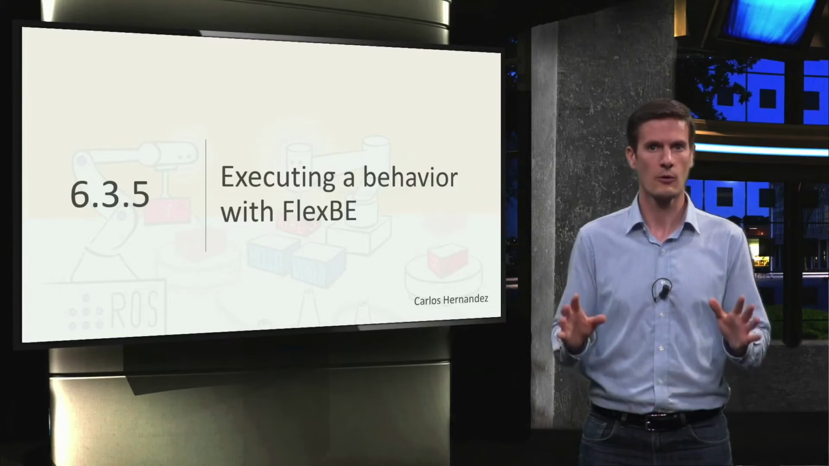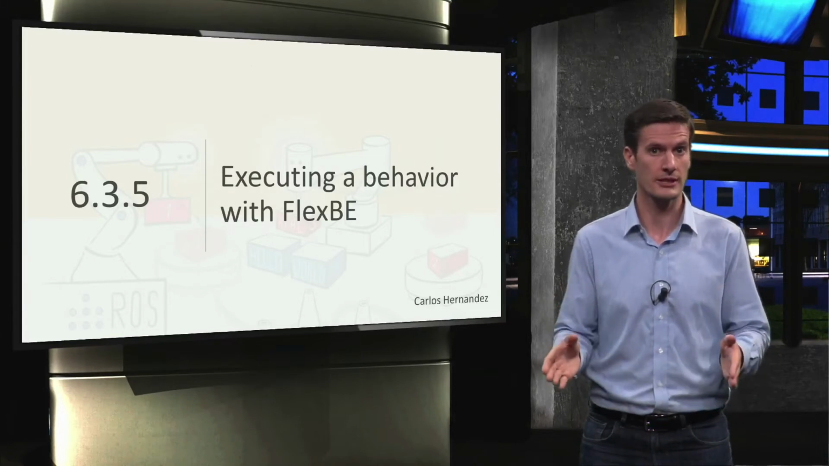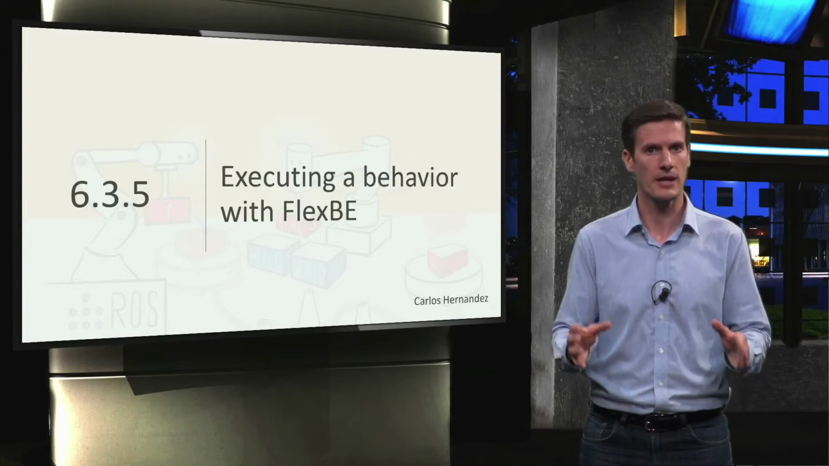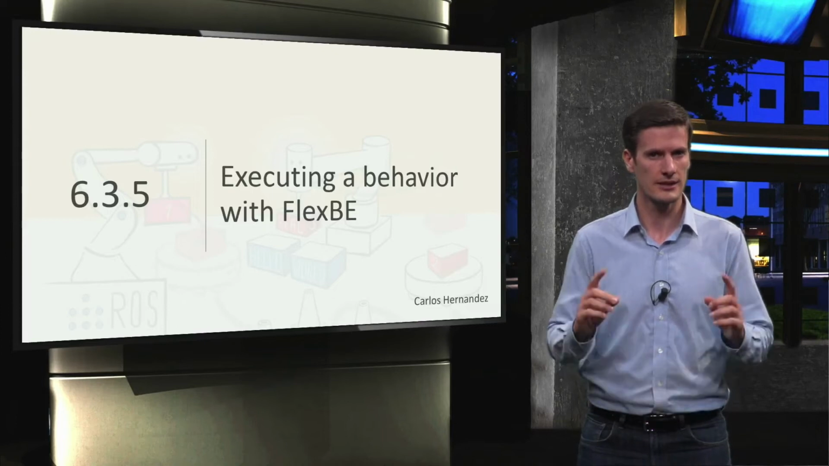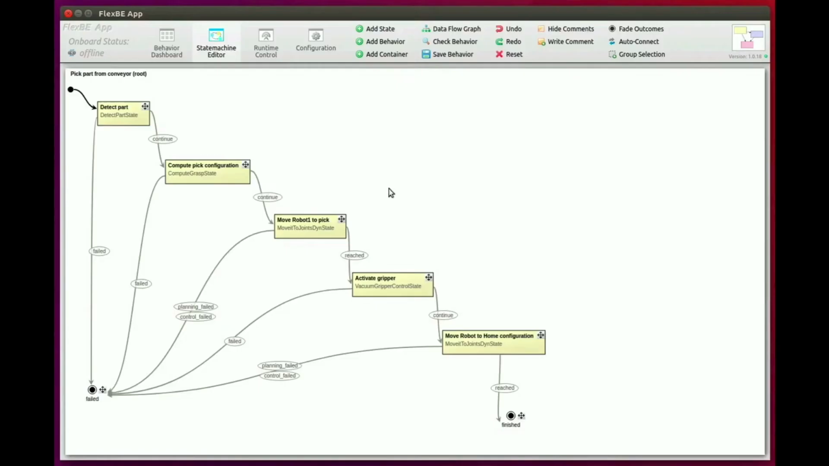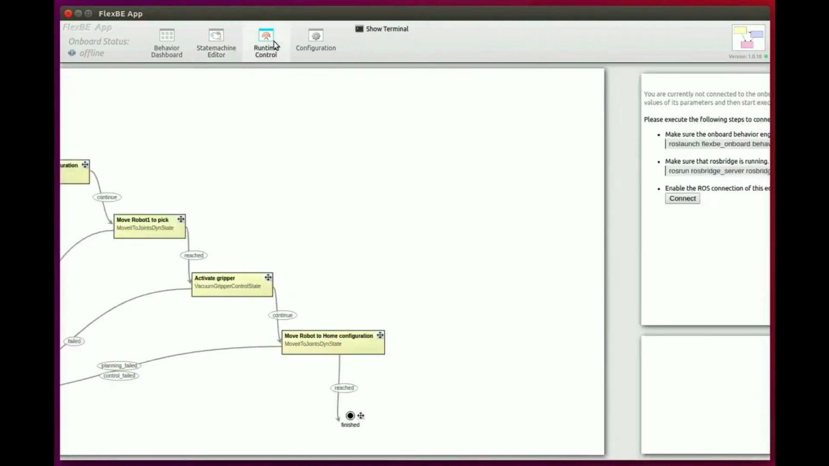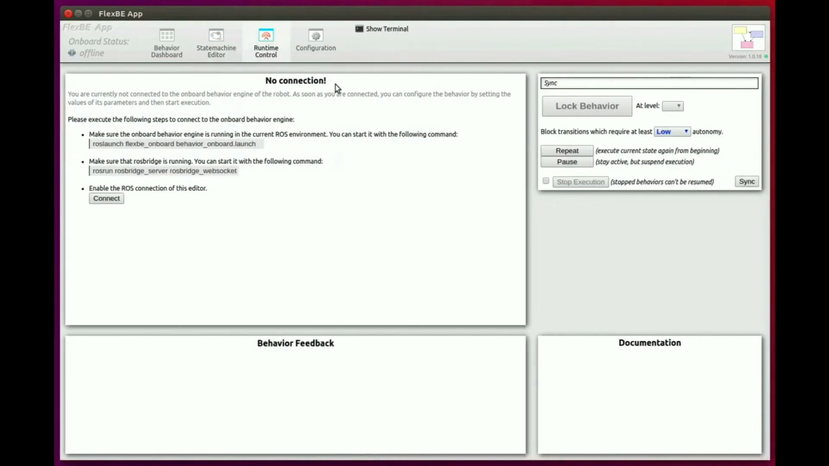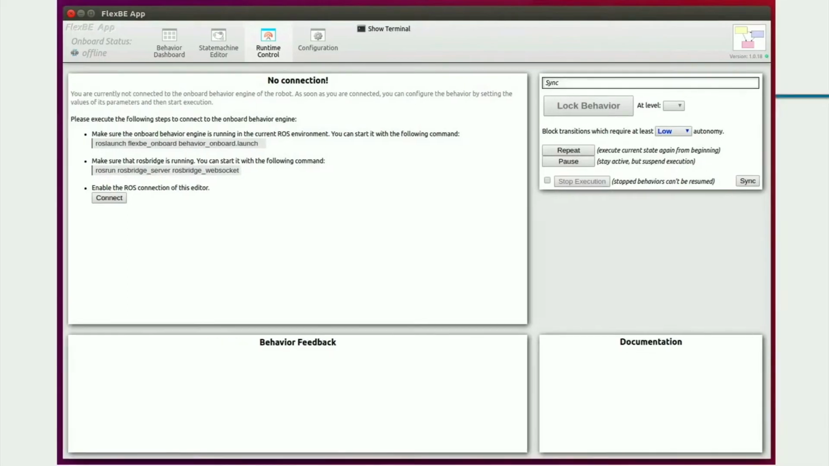As we mentioned when we presented FlexB, in addition to supporting behavior design with state machines, FlexB allows you to execute the behaviors. This is done in the runtime control view. So let's go from the state machine editor to runtime control, and oops, it says no connection. Remember that we said that only opening the FlexB app allows you to edit behaviors, but not to execute them. For this, we are missing the connection to our ROS application.